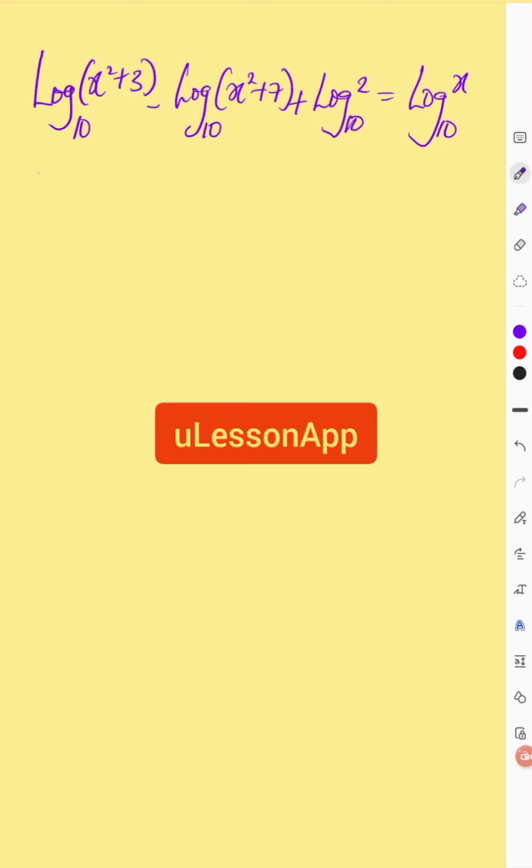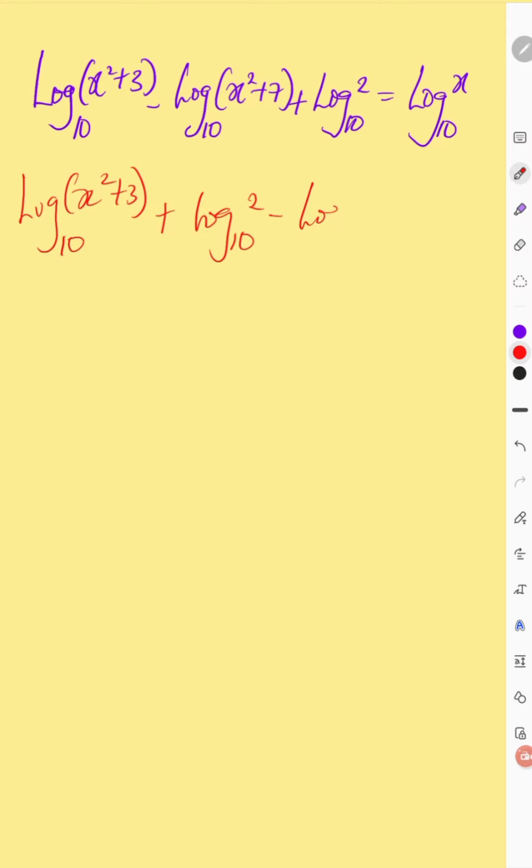Now, this can be rearranged as the logarithm of x squared plus 3 base 10 plus the logarithm of 2 base 10 minus logarithm of x squared plus 7 base 10 equals logarithm of x to base 10. According to the laws of logarithm, when you see addition, it is multiplication, and when you see subtraction, it is division, provided that all of them have the same base.